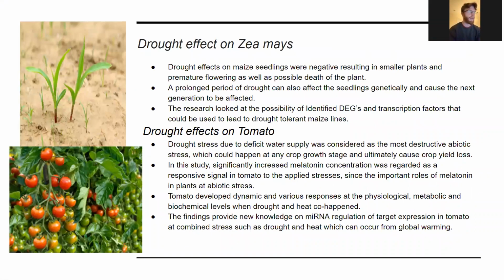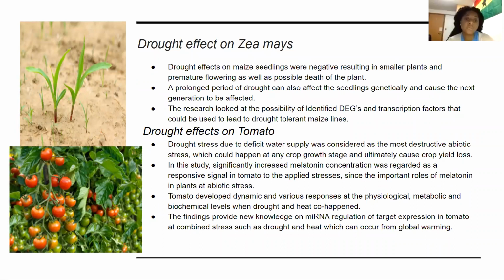All right, so looking at our specific crops, first we have the maize crop, which is corn. The drought effects on maize were negative, resulting in smaller plants and premature flowering, as well as possible death. A prolonged period of drought can genetically affect the seedlings and cause the next generation to also be affected.